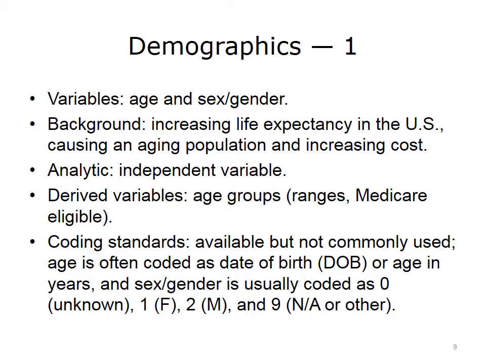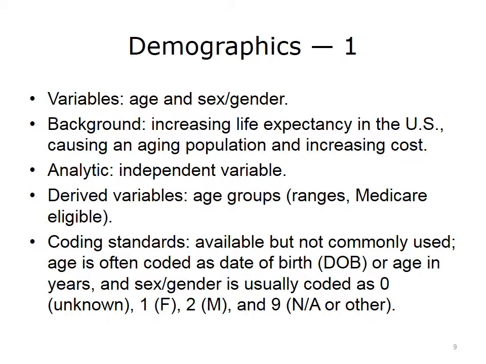Demographic data types are commonly used in population health analytics. The common demographic variables include age and sex. Both age and sex have a direct effect on healthcare utilization. Indeed, the increasing life expectancy in the U.S. is leading to an aging population and hence an increasing healthcare cost. Thus, age is commonly used to predict the population health outcomes, such as future cost. This means that age is an important independent variable in population health predictive models.